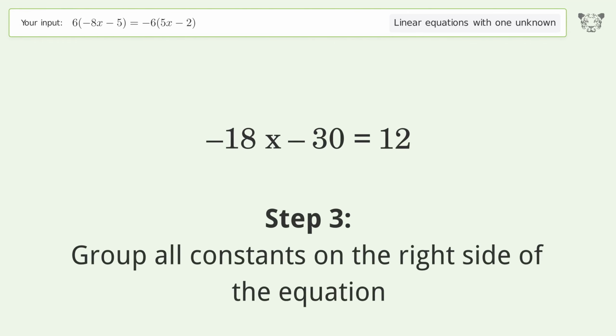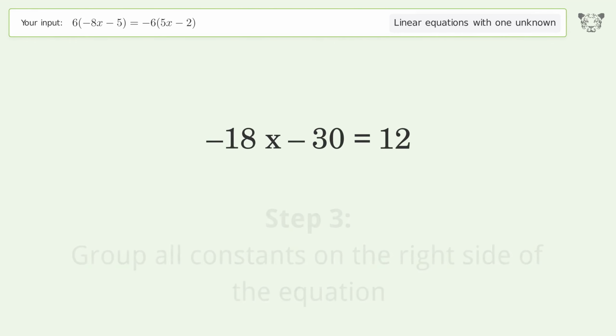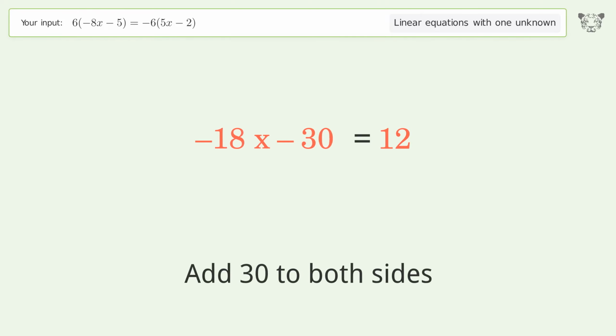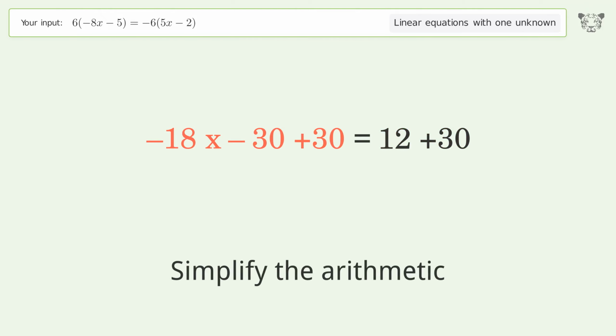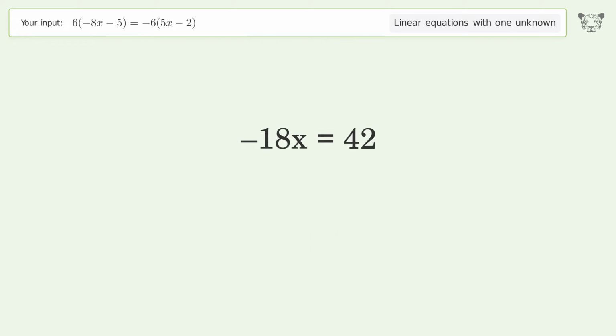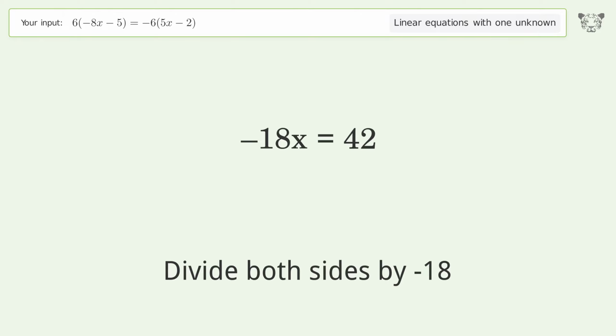Group all constants on the right side of the equation. Add 30 to both sides. Simplify the arithmetic. Isolate the x. Divide both sides by -18.